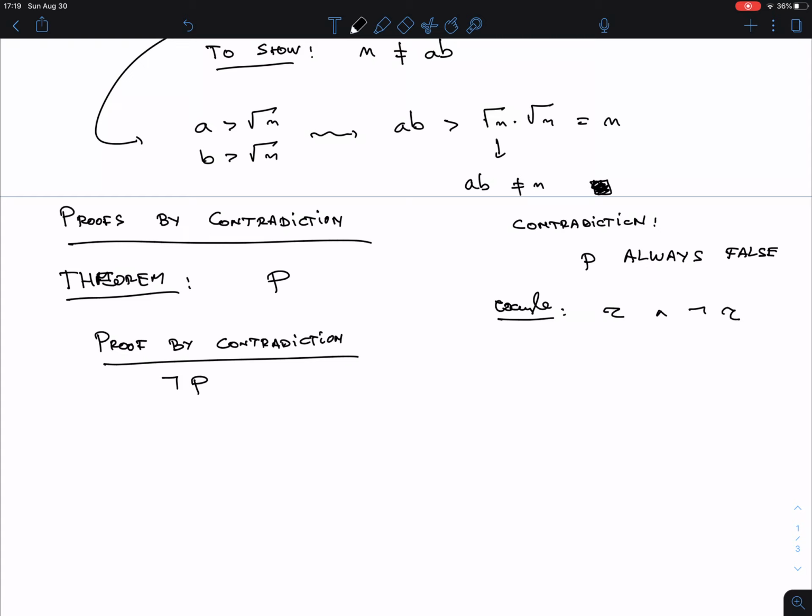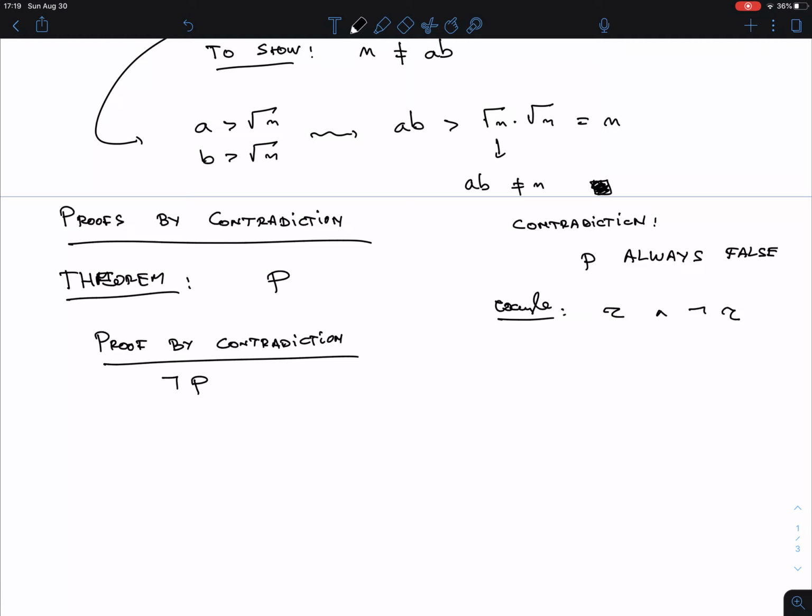Now, how am I going to convince you? By making it clear that if P were not true, then all hell would break loose. In other words, you get something silly, impossible. You get a contradiction. I'm going to show you that not P is impossible, and therefore, if not P is impossible, P must be true. So that's how a proof by contradiction works.